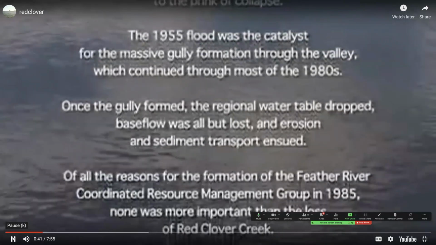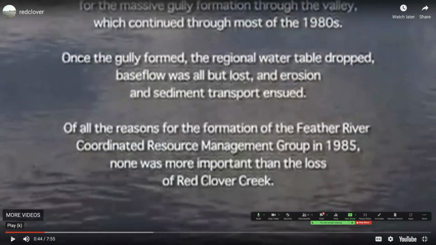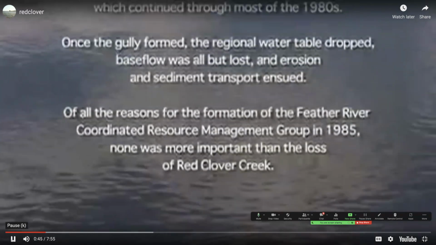Once the gullies were formed, the regional water table dropped. Right, the gullies bring the dropping of the regional water table. Baseflow was lost and erosion and sediment transport ensued. Once you drop the water table, then you have intermittent rivers or streams and sediment transport, erosion and sediment transport.